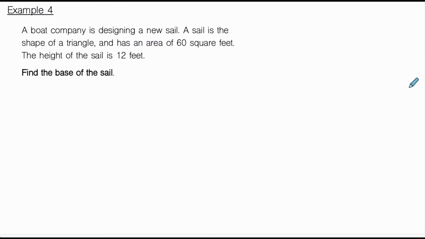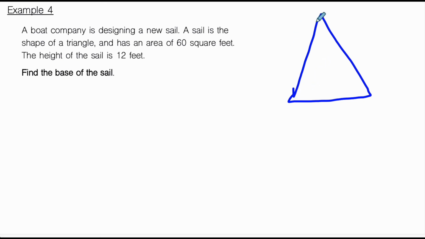But I'm going to end today with 2 word problem versions of these same type of problems. This one, talking about a boat company designing a new sail. If you've ever seen a sailboat, typically they're really big triangles. Not always, but oftentimes they are. And this particular sail, the company knows, I'll draw it for you, that the sail itself is going to have an area, it's going to take up 60 square feet. That is the optimal size they've determined for their sail. It's the best possible size.